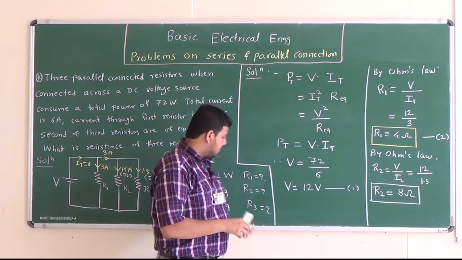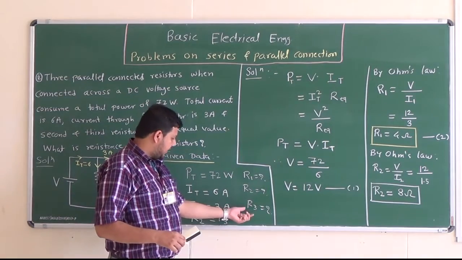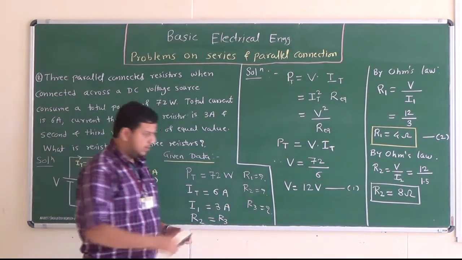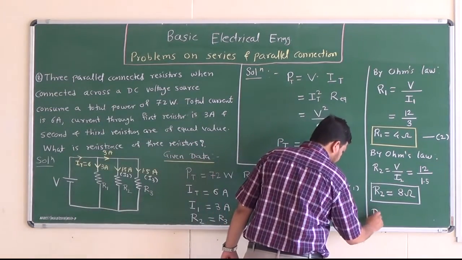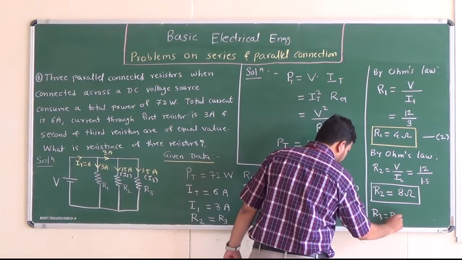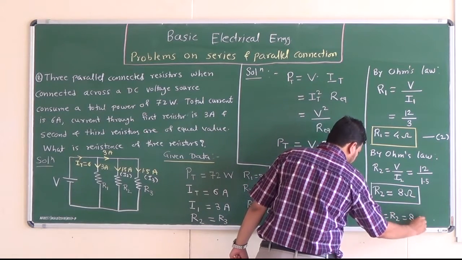Now how much will R3 be? Again, R3 and R2 are both equal. So we can write R3 is equal to R2, that is equal to 8 ohm.